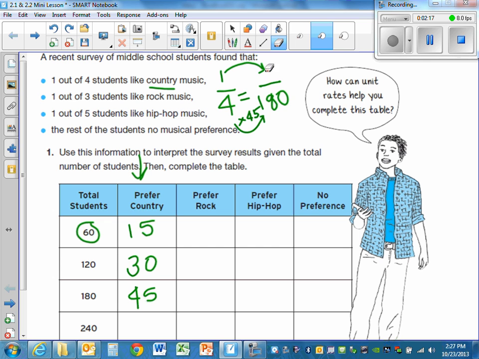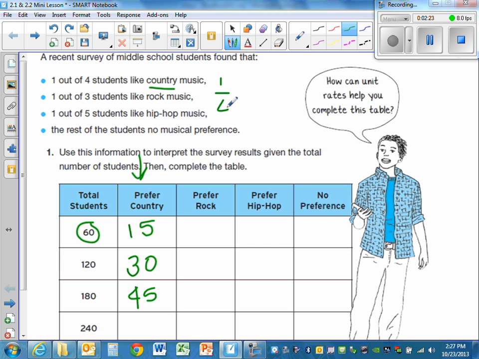And then the last one, I'm doing a total of 240 students. Again, I start with my base of 1/4, set up my proportion, this time with a total of 240 students. When I work up from 4, I multiply by 60. If I multiply the top by 60, 1 times 60 gives me 60, and that's the number I put in my table.